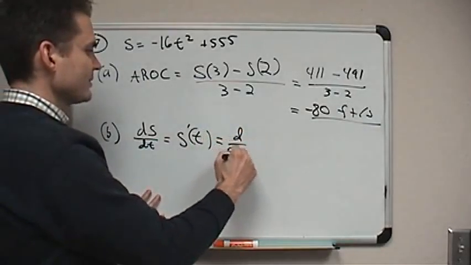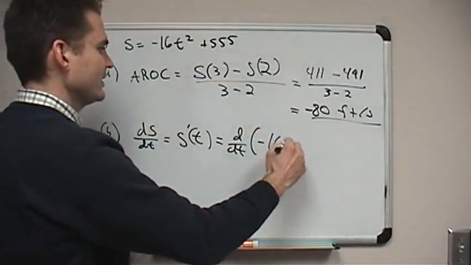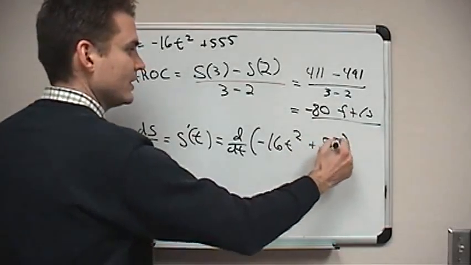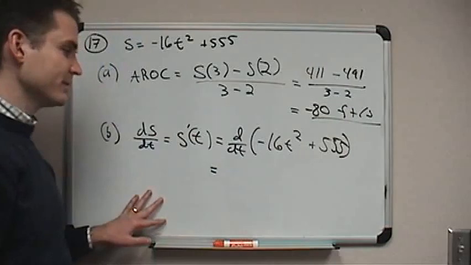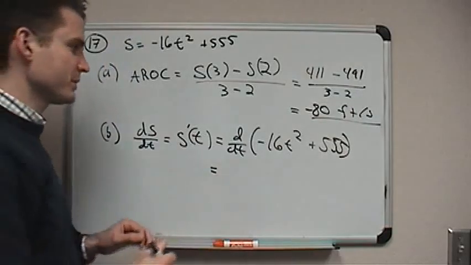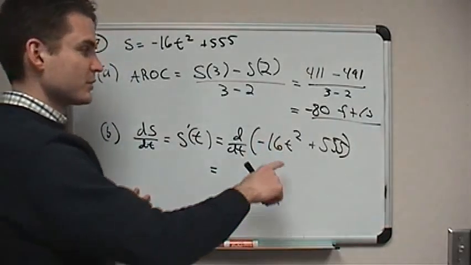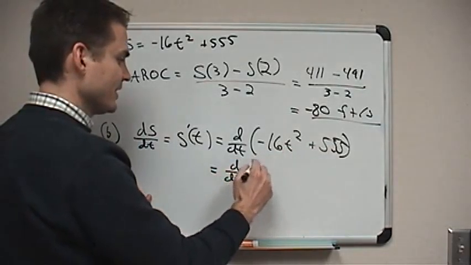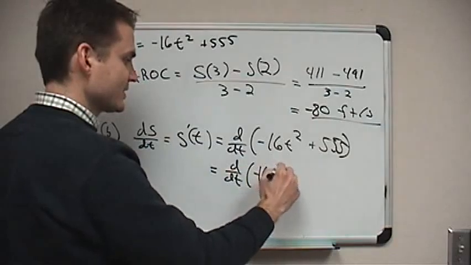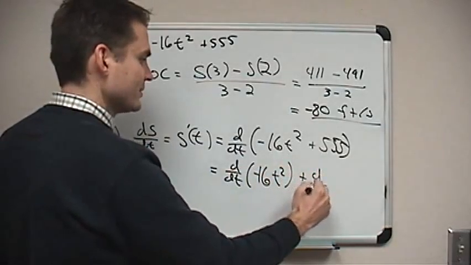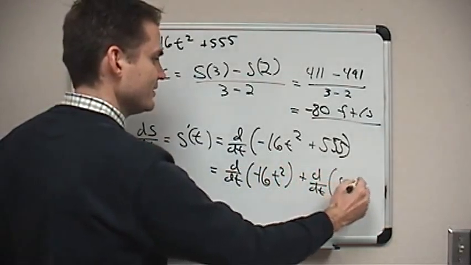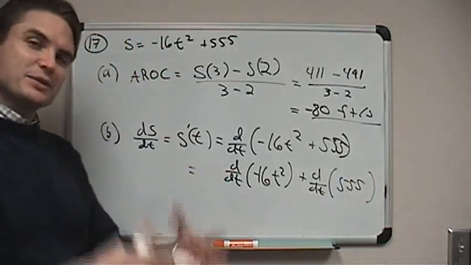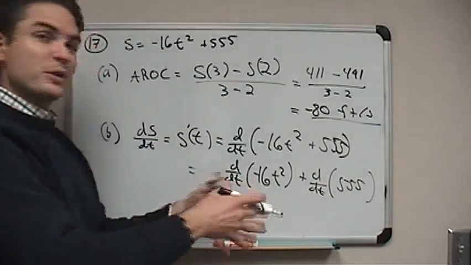Well, we just need to take the derivative of the distance function, the height function, and we can use our derivative rules now. So first of all, I can use the sum rule. I can take the derivative of each term separately. So I'll take the derivative of the negative 16t squared and add to that the derivative of 555. Okay. Now again, to save a little bit of writing, I like to do more than one rule at a time.